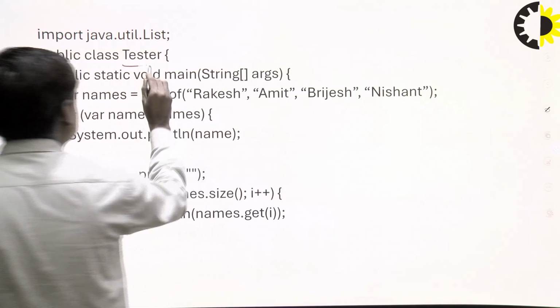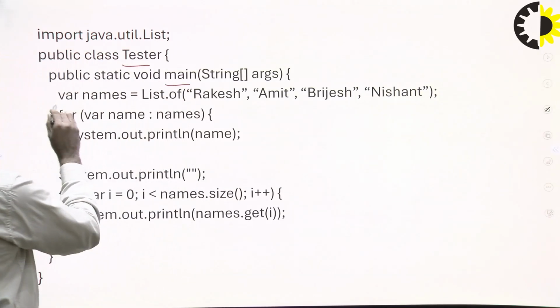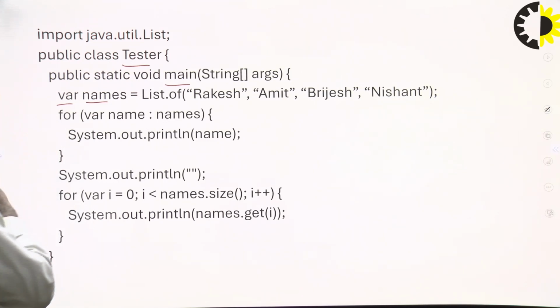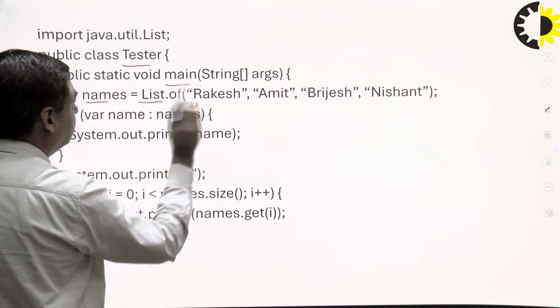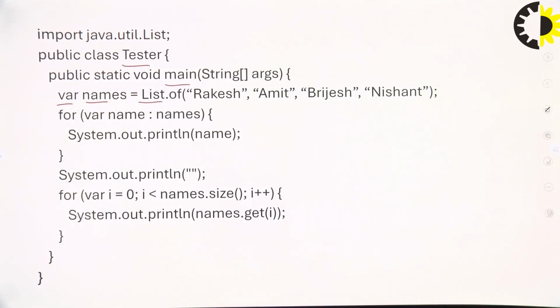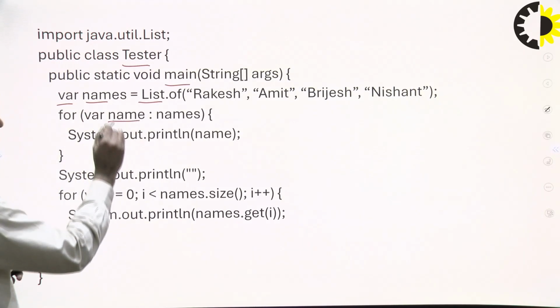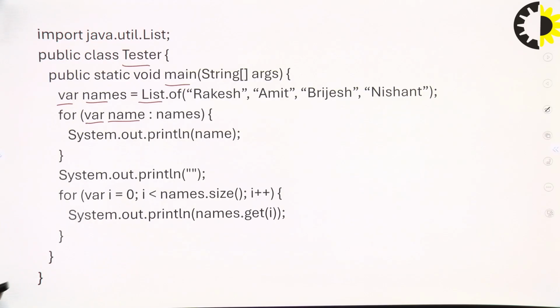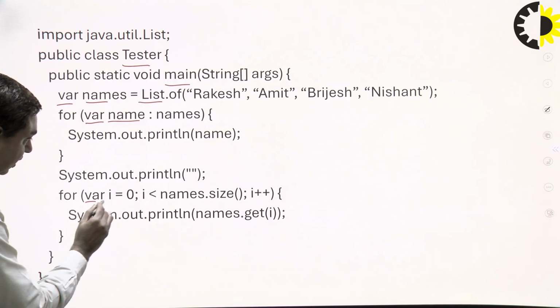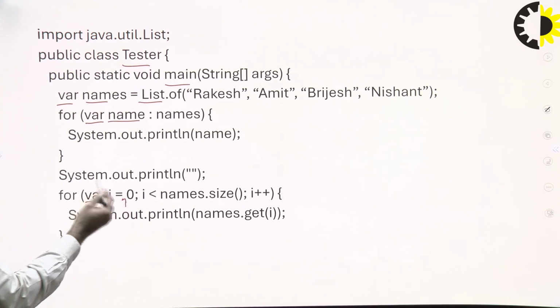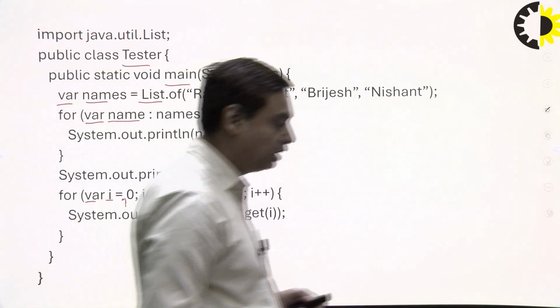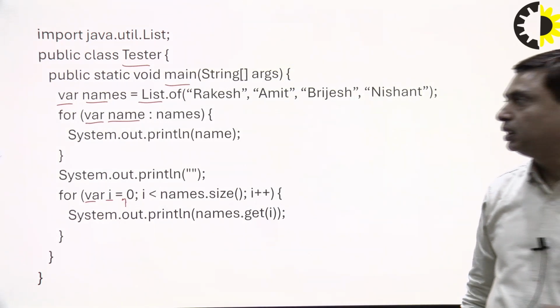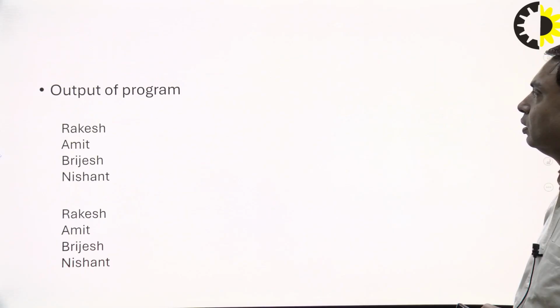It is a class Tester, and the main method is defined. Here we can see names is defined as a var, and it is a list we are going to define. So automatically names becomes of type list. Then we are using name to navigate in the list. We defined it as a var, so name automatically becomes an item of the list, and it will navigate in the for loop. Then again we are using var, and i is initialized with 0. So automatically i becomes of type integer. You can see all three variables are defined as var, and their types are inferred automatically with the help of the compiler. So this is the outcome.